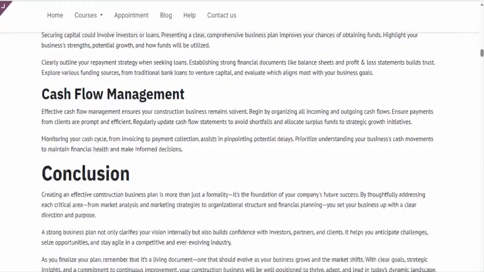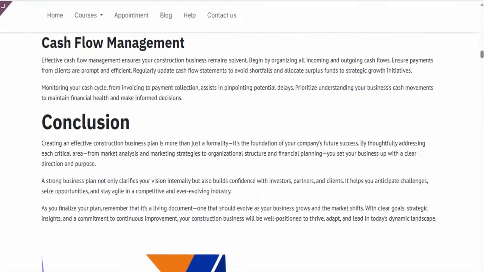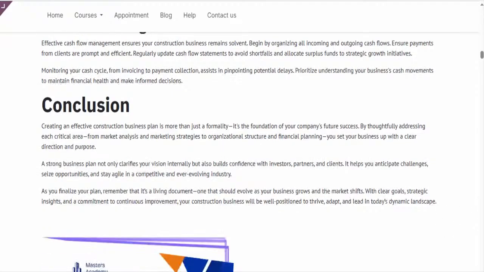Cash flow management. Effective cash flow management ensures your construction business remains solvent. Begin by organizing all incoming and outgoing cash flows. Ensure payments from clients are prompt and efficient. Regularly update cash flow statements to avoid shortfalls and allocate surplus funds.